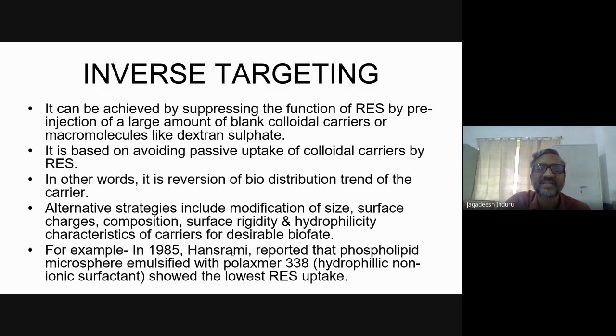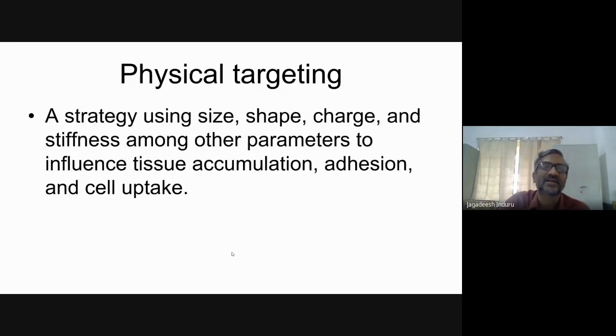So it is almost the same as your passive targeting only, and you are making this type also useful, but it is not as worthwhile as active targeting.